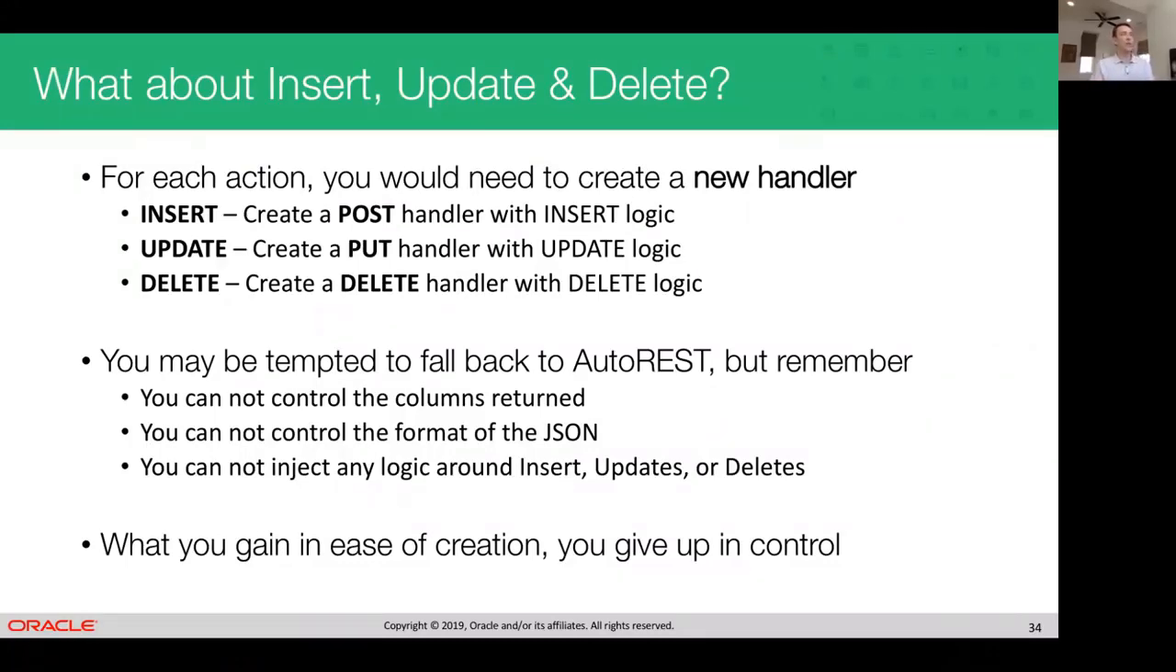But what about the inserts, the updates, and the deletes? Well, for each of those actions, you need a new handler. For insert, you need a post. For update, you need a put. For delete, you need a delete. At this point, you may be thinking that it's too much effort, and you may be tempted to fall back on the AutoRest. But remember, you can't control the columns that you get returned. You can't control the format of the JSON. You can't control any logic in there around inserts, updates, or deletes. So what you gain in ease of creation, you give up in control, basically.